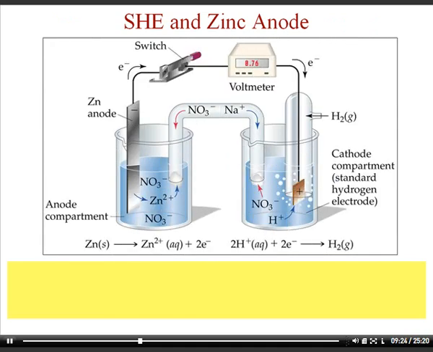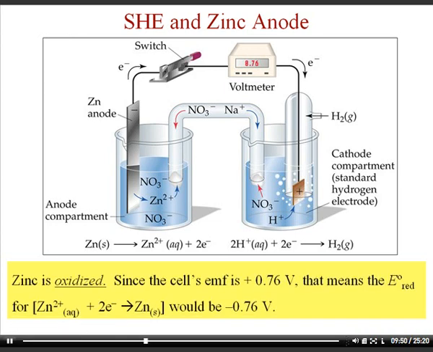So in this particular setup, we have the SHE compartment on the right side of the picture, where hydrogen is turning into hydrogen gas, and we have a zinc electrode turning into zinc ions, and you can see by the voltmeter reading it has a battery potential of 0.76, which means when you take 0 minus the negative 0.76, which is the reduction potential of the zinc, it's positive 0.76.